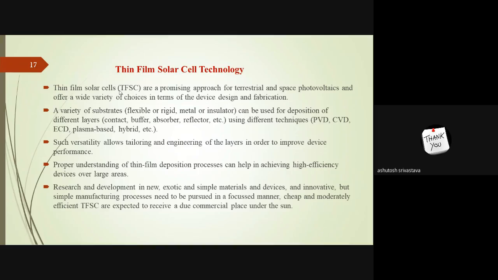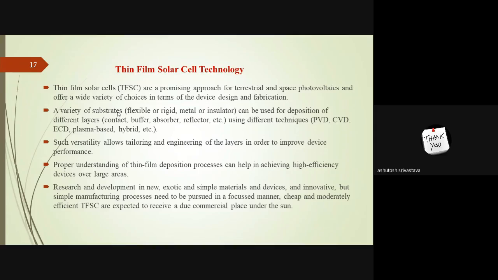And finally, if we have to use any solar cell for non-terrestrial, like space photovoltaic, then there are constraints on weight and dimensions and all. So in that case, thin film solar technologies play a vital role. A variety of substrates, which is basically the base on which we fabricate our solar cell to harness the energy, can be used. The substrate can be a rigid material or a metal or an insulator. That doesn't matter, it can be any of them.